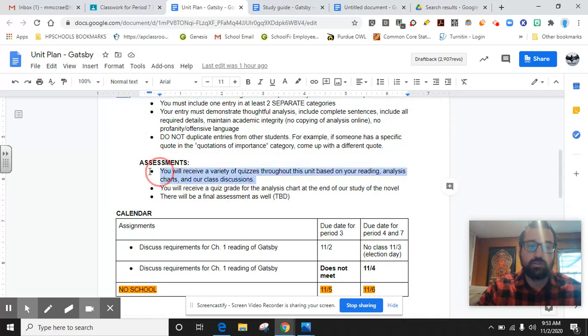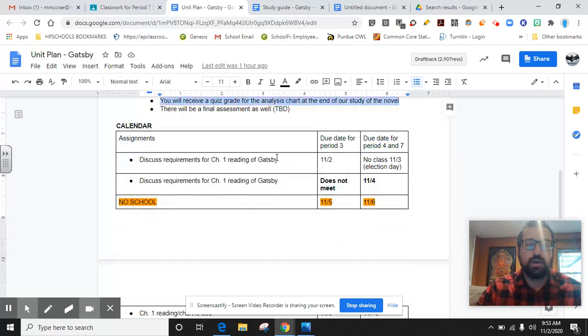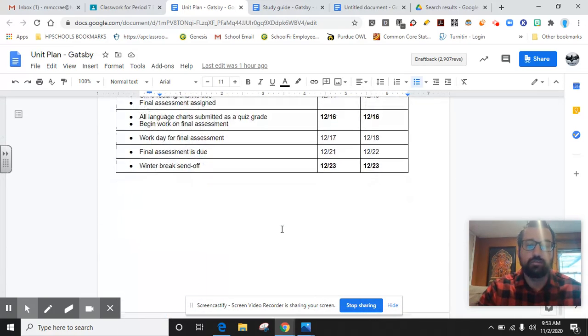Like I said, for assessments, you'll have quizzes scattered throughout. You will receive a grade at the end of the novel for having your entire analysis chart done. Again, that's 3 entries per chapter, or 4 entries if you're doing honors distinction. And then we will have a final assessment. I'll let you know what that is as we get closer to the end of the novel.